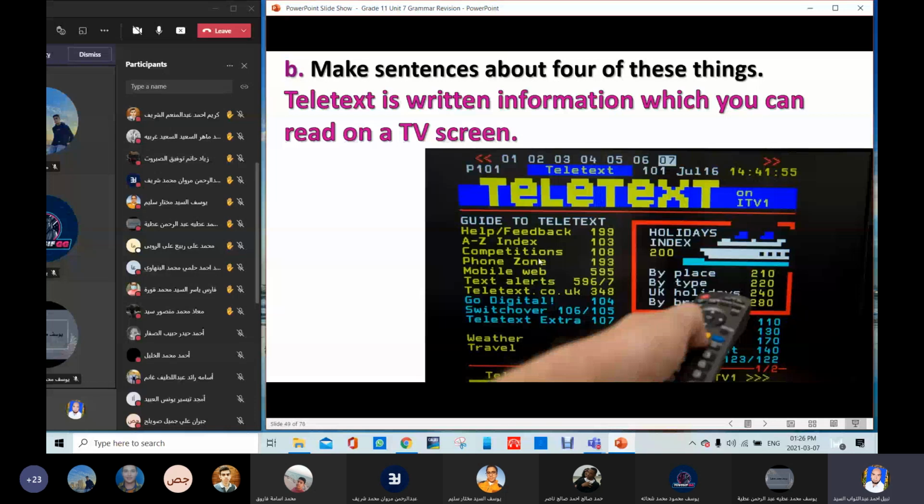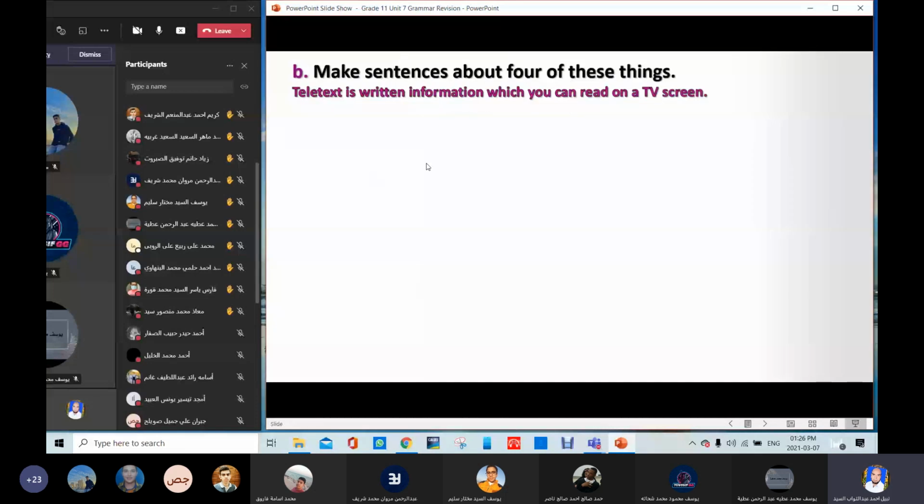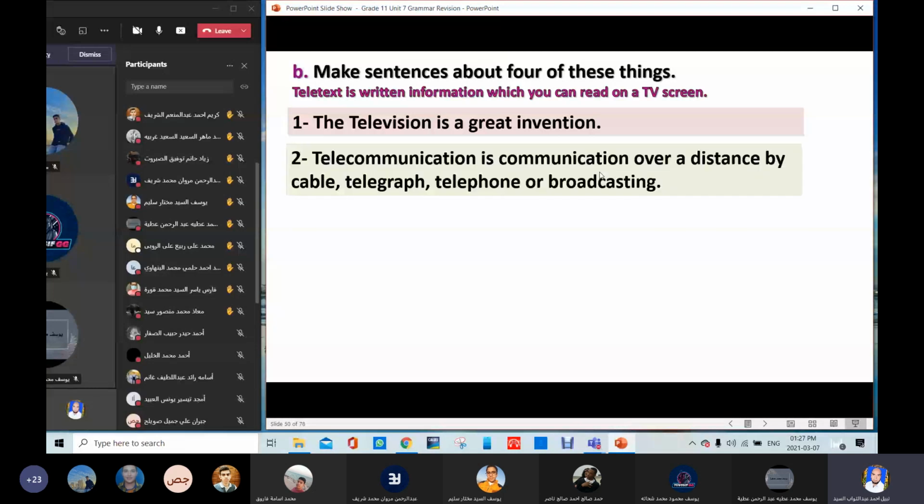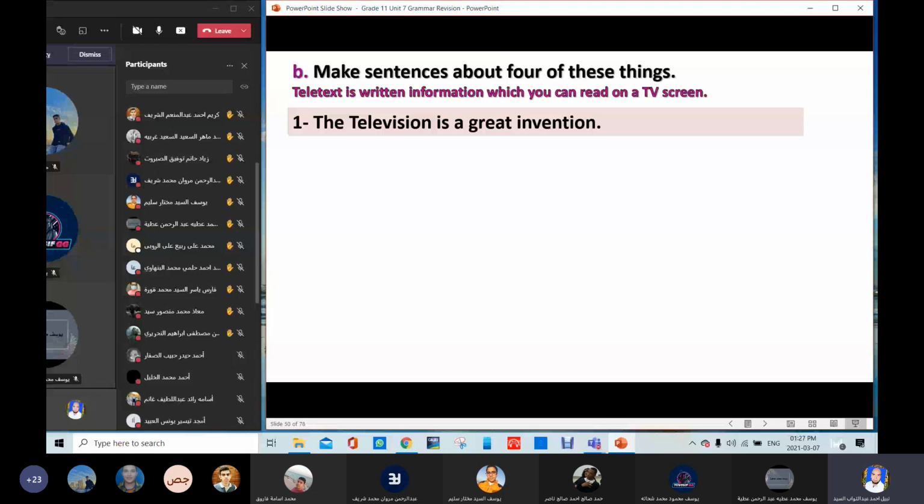Teletext. Another example. What's a television? The television is a great invention on which you can see movies, you can watch news. Okay, next, communication, telecommunication. What's telecommunication? Abdurrahman Mustafa, telecommunication. Define it, come on, put it in a sentence. Make a sentence of about four of these things. What's a telecommunication?